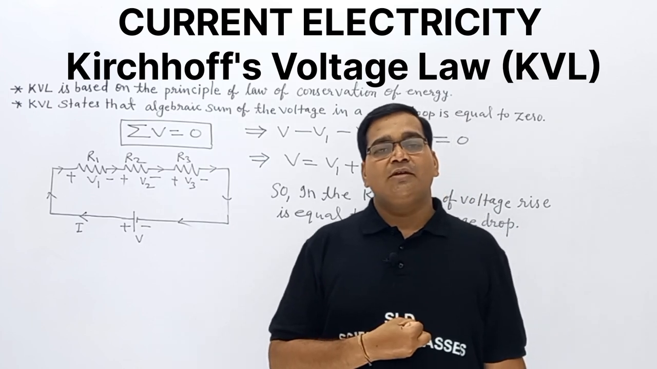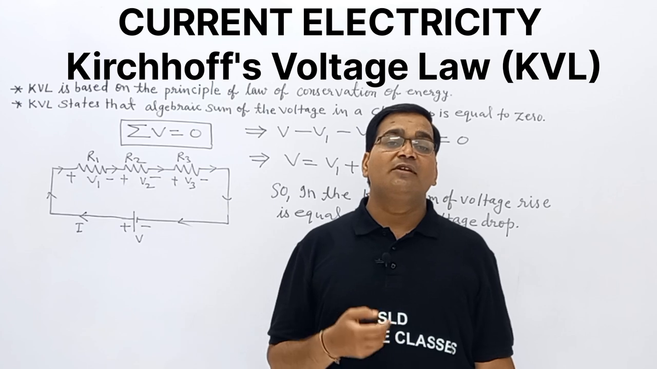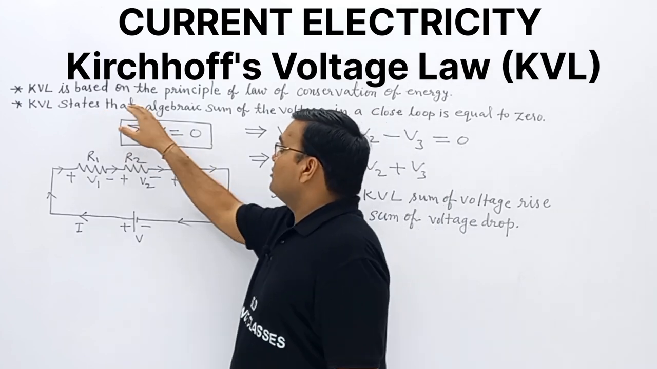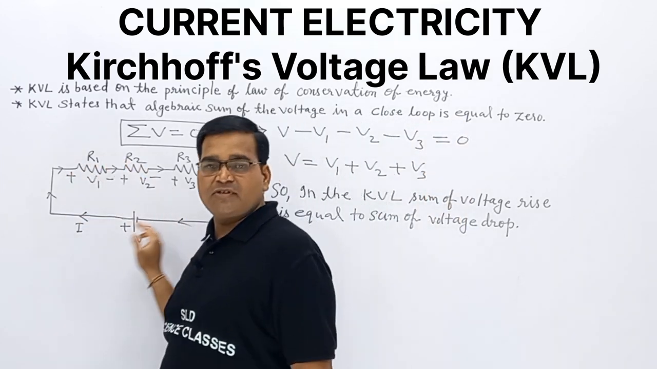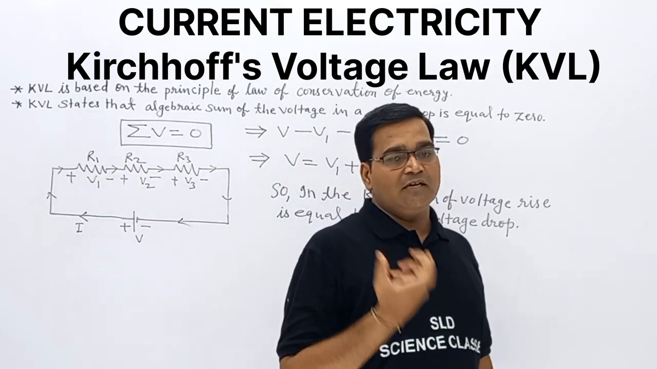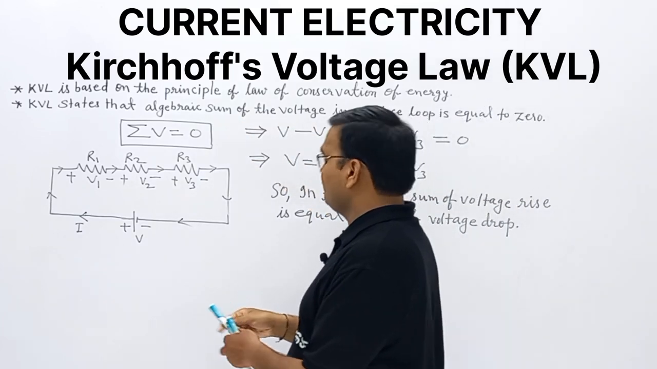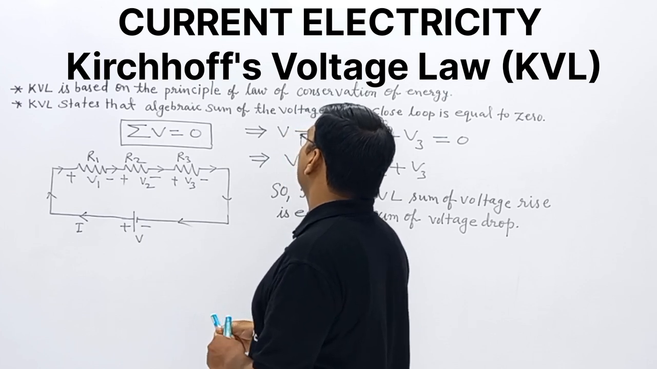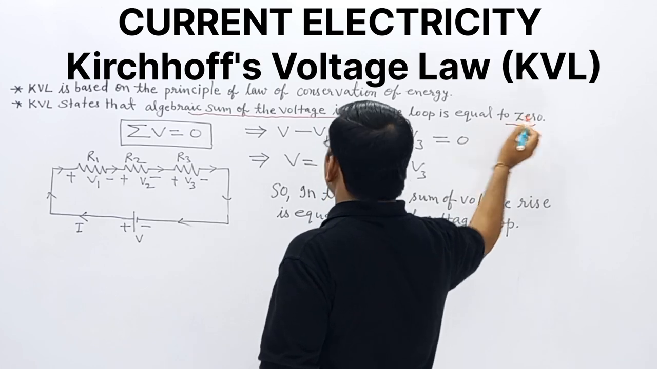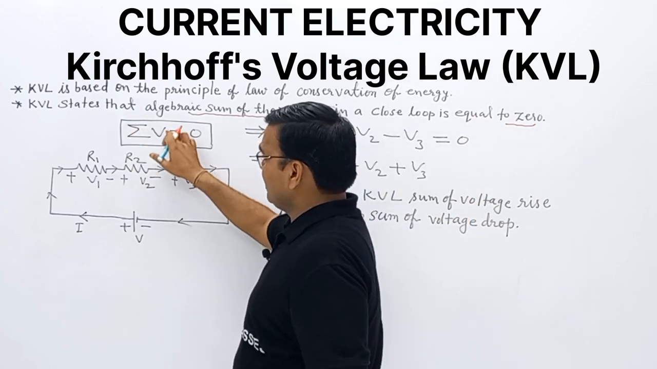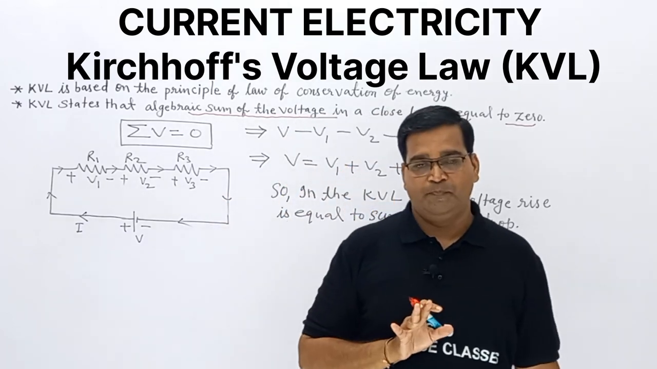Now what is KVL? What is its statement? Kirchhoff's voltage law states that the algebraic sum of voltages in a closed loop is equal to 0. A circuit is a closed loop, and in the closed loop the algebraic sum of the voltages, the summation of V, will be equal to 0. That is Kirchhoff's voltage law.